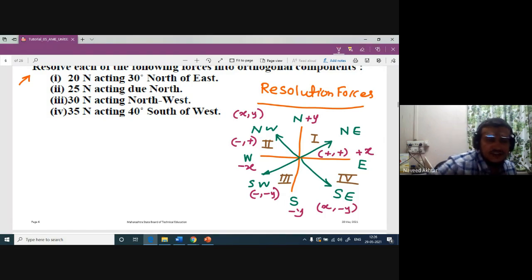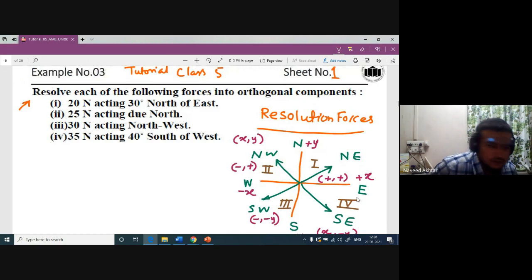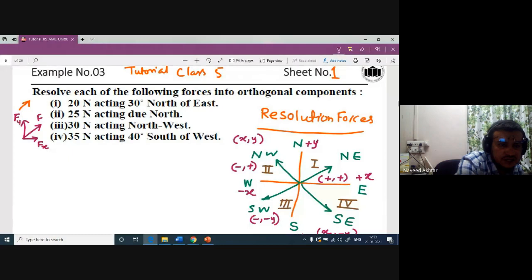Now here we have to resolve the forces into components, orthogonal components. Orthogonal means the forces should be at right angle. If this is the force F, you have to resolve it in orthogonal directions. So this is in the x direction, the horizontal direction, that is called Fx. This force F, if you are resolving in the vertical direction, then it will be denoted by Fy. If we are resolving at 90 degrees, these are called orthogonal components.